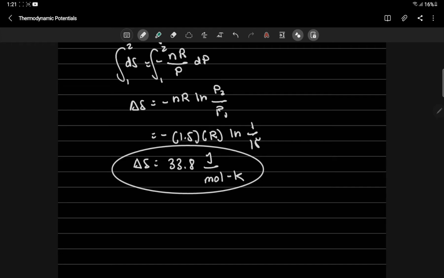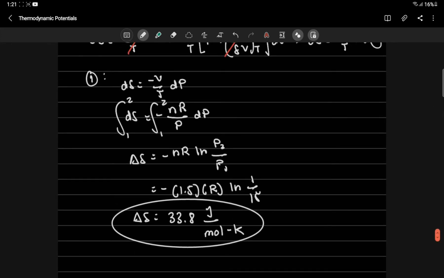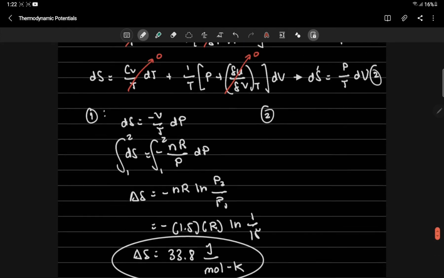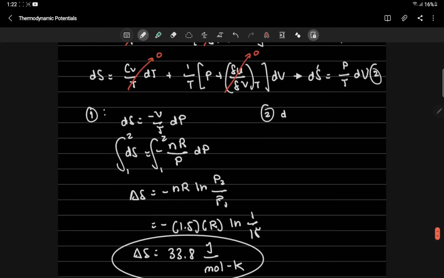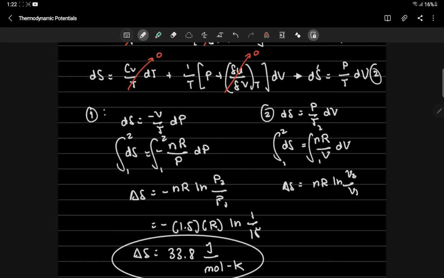Okay, now what if I use equation 2 instead? Equation 2 ang gamitin natin. So equation 2 is dS equals P over T dV. Expressing P as nRT over V, magiging nR over V dV yan, kasi ideal gas siya. Integrate natin from initial to final condition. Magiging delta S equals nR ln of V2 over V1.